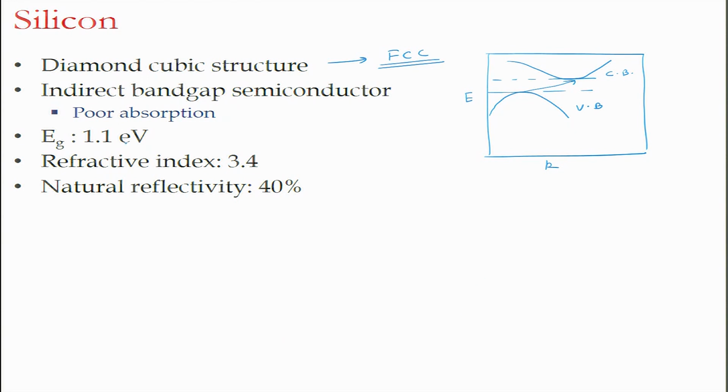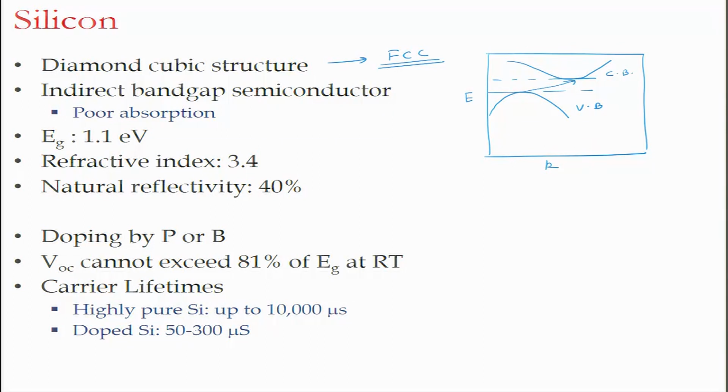It has a band gap of 1.1 electron volt, and it has a refractive index of 3.4, natural reflectivity of about 40%. So, as a result, it is highly reflective. So, the effort is to minimize the reflectivity of silicon, and despite its poor absorption, can we make it work better?